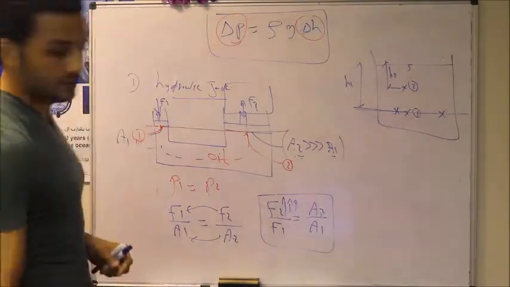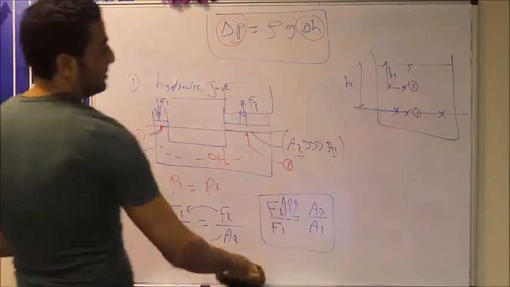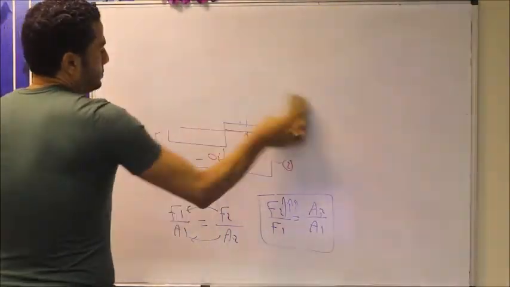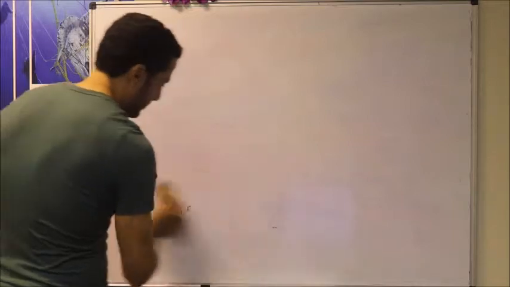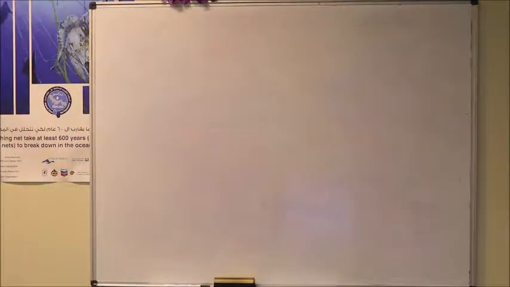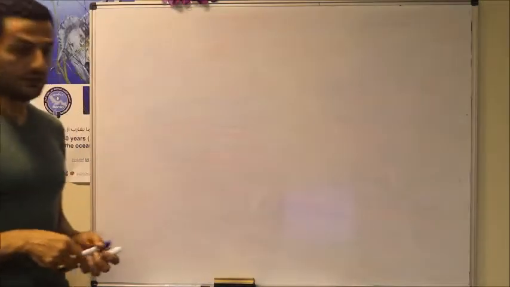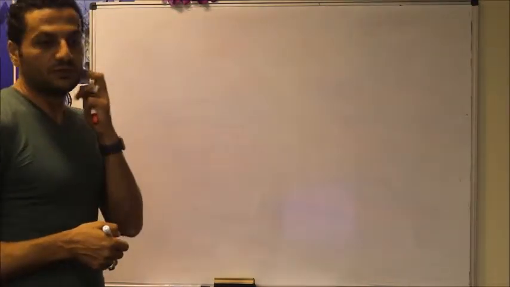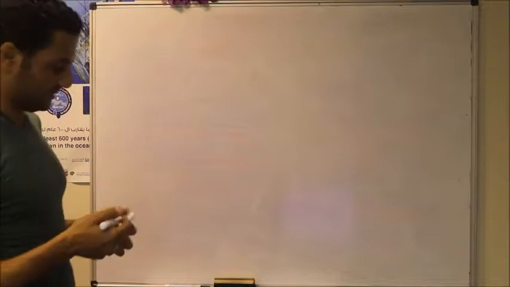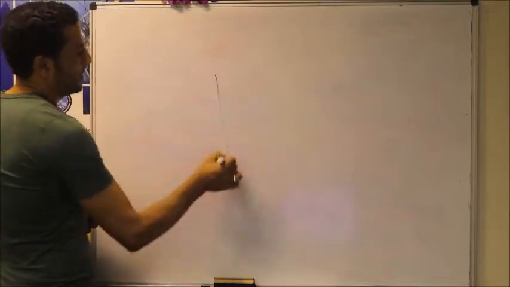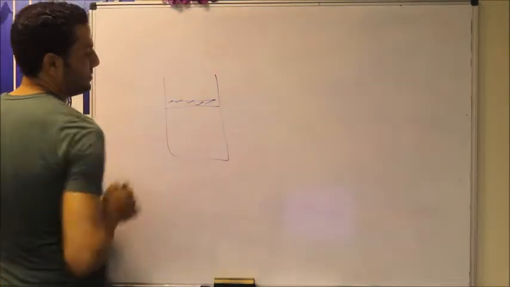Let's consider an example on slide number 33. So let's continue with example number 2 for this chapter. This is slide 33. We do have a vertical piston cylinder device.